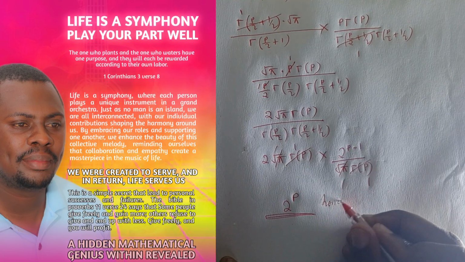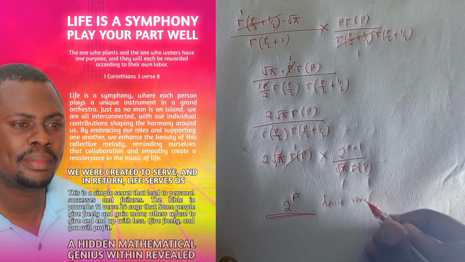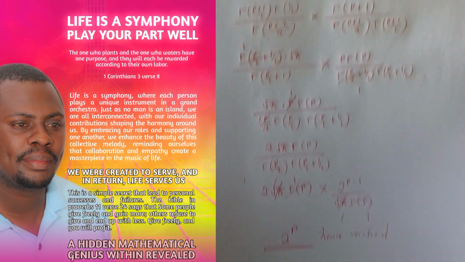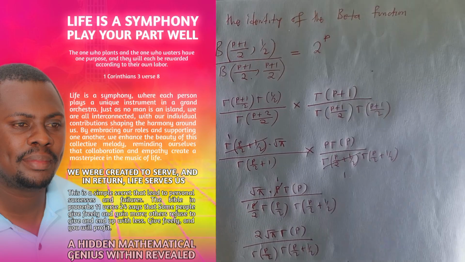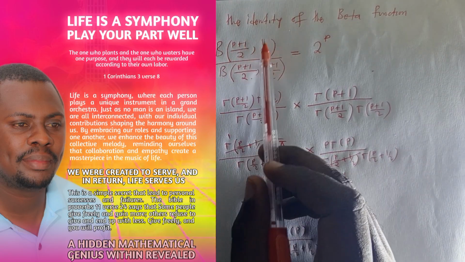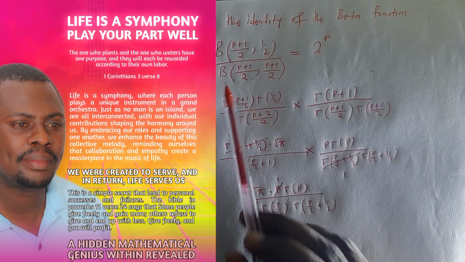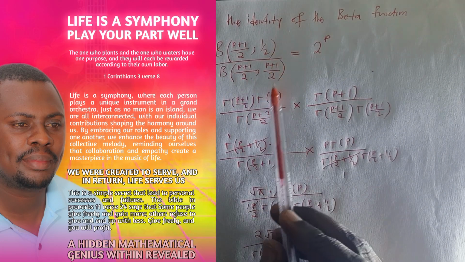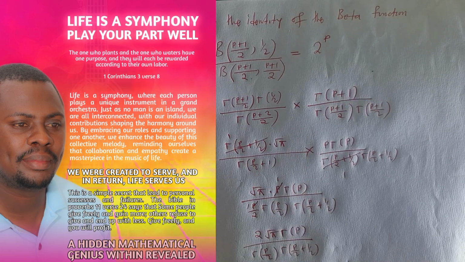Hence, verified. So we have verified that beta of p plus 1 over 2 and 1 over 2 over beta of p plus 1 over 2 and p plus 1 over 2 is equal to 2 to the power p.